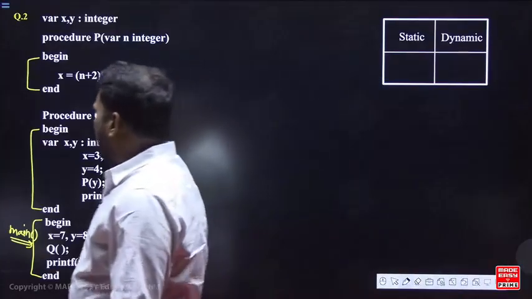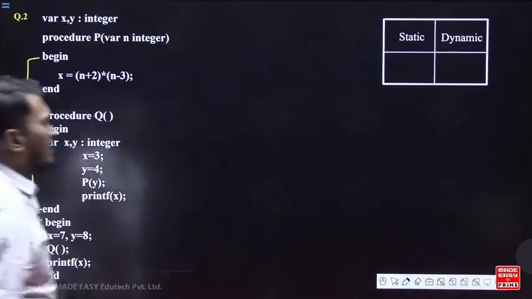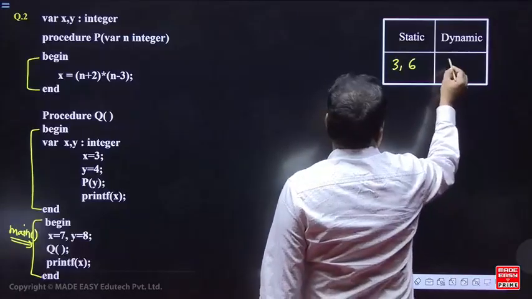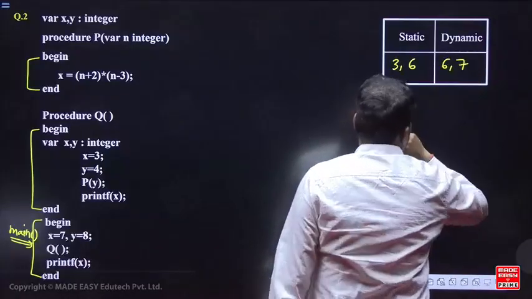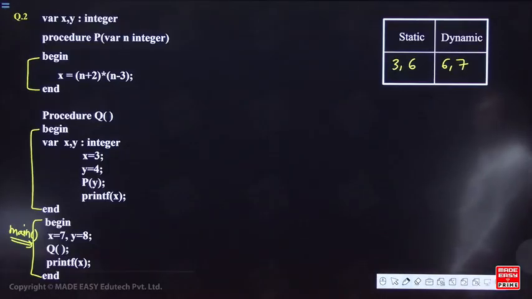So this is a really small question. It will not take this much time. Don't make any guesses, okay? I'm just revealing the right answer. For static scoping, it is 3, 6, and for dynamic scoping, it is 6 comma 7. So this is the right answer.